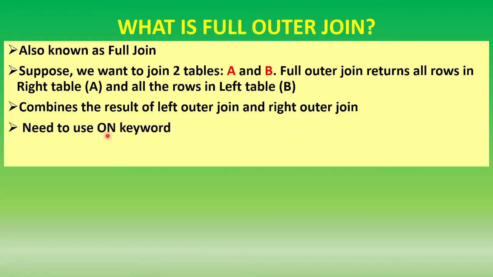So we need to use the ON keyword here also, like left outer join and right outer join, and it puts null for missing counterpart rows. So wherever you can't put the value, there you have to put null as a value. Now we'll see the example of full outer join with Venn diagram.